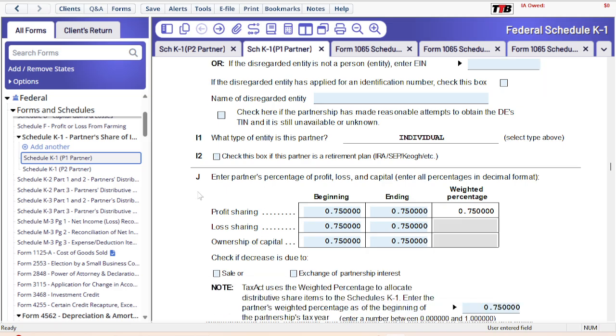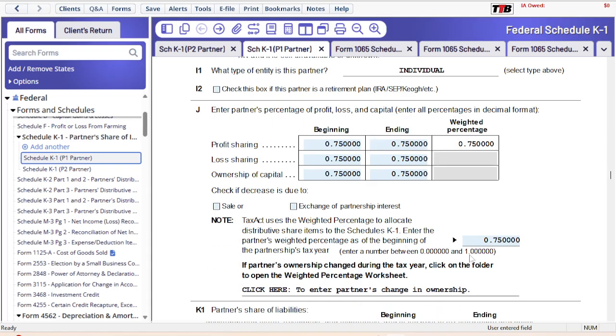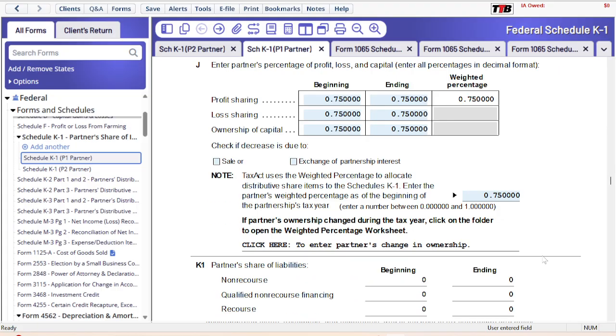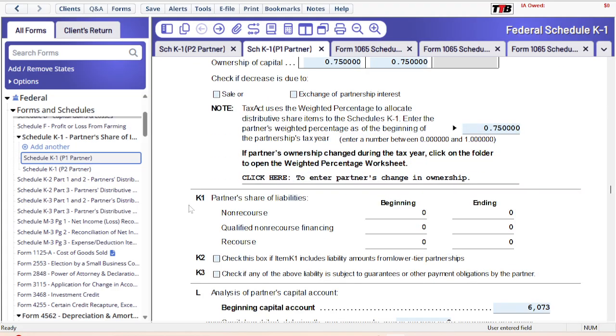So J is asking about ownership percentage. Beginning of the year was 75%, ending of the year is going to be 75%. We are going to update those, and so therefore this partner is a 75% owner of the business. So Schedule K1, we are going to leave blank.